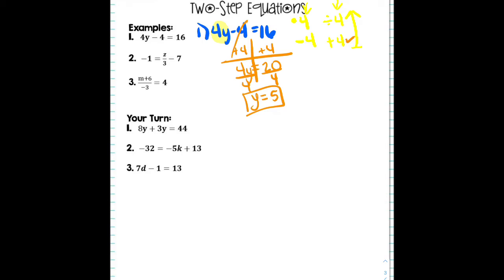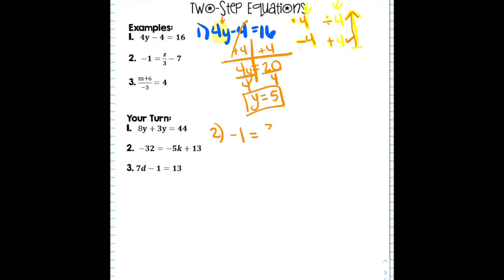Okay, so I'm looking at my variable. I'm figuring out what am I doing to my variable. So when I see my variable right here, the first thing that's happening to it is it's being multiplied by 4. Then the second thing is we're subtracting 4 from that. I'm going to do the inverse operation. So the inverse operation of subtraction is addition. The inverse operation of multiplication is division. And I'm going to do these steps backwards.